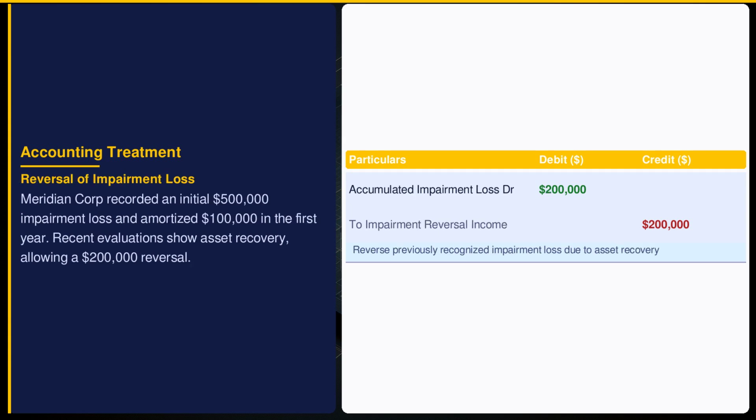Meridian Corporation reverses part of the impairment loss as the asset's recoverable amount improves, per AASB 136 guidelines. This reversal boosts the income statement, reflecting the regained value. The financials now align more closely with actual asset conditions, enhancing accuracy and investor confidence.